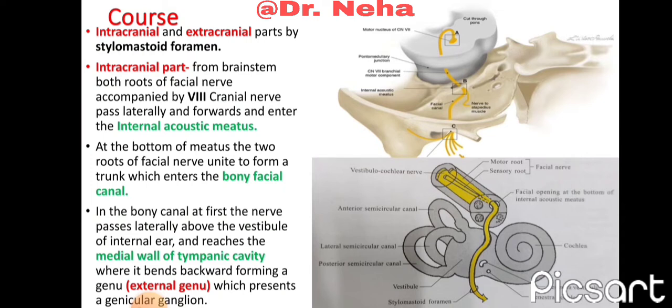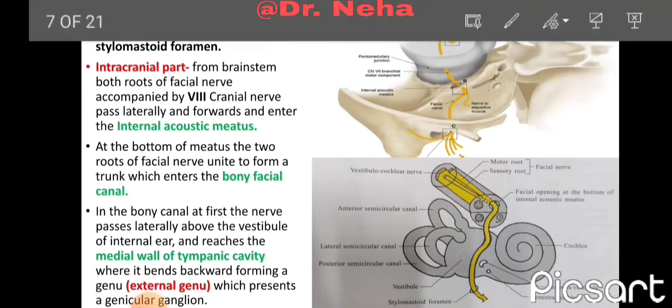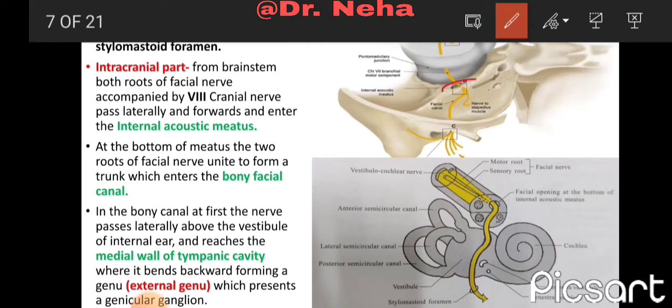The intracranial part arises from the brainstem. Both roots of the facial nerve, accompanied by the 8th cranial nerve, pass laterally and forwards and enter the internal acoustic meatus. In the diagram, we can easily see the emergence of the facial nerve from the brainstem, and then it enters the internal acoustic meatus. At the bottom of the meatus, the two roots of the facial nerve are united to form the trunk which enters a bony facial canal.